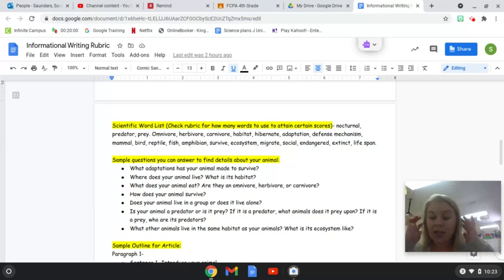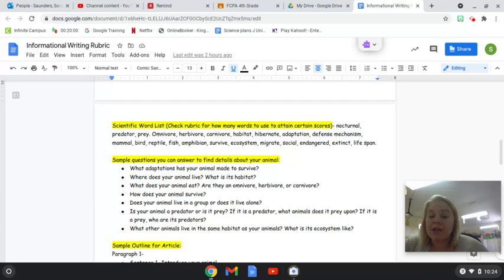When you talk about what your animal eats, that's where you can use one of those scientific words: omnivore, herbivore, or carnivore. How does your animal survive? What do they do to survive? How do they hunt? How do they avoid being hunted? Does your animal live in a group or does it live alone? If they live in a group, they are social animals. So there's one of your words, social. They have group behaviors. If they live alone, why do they live alone?